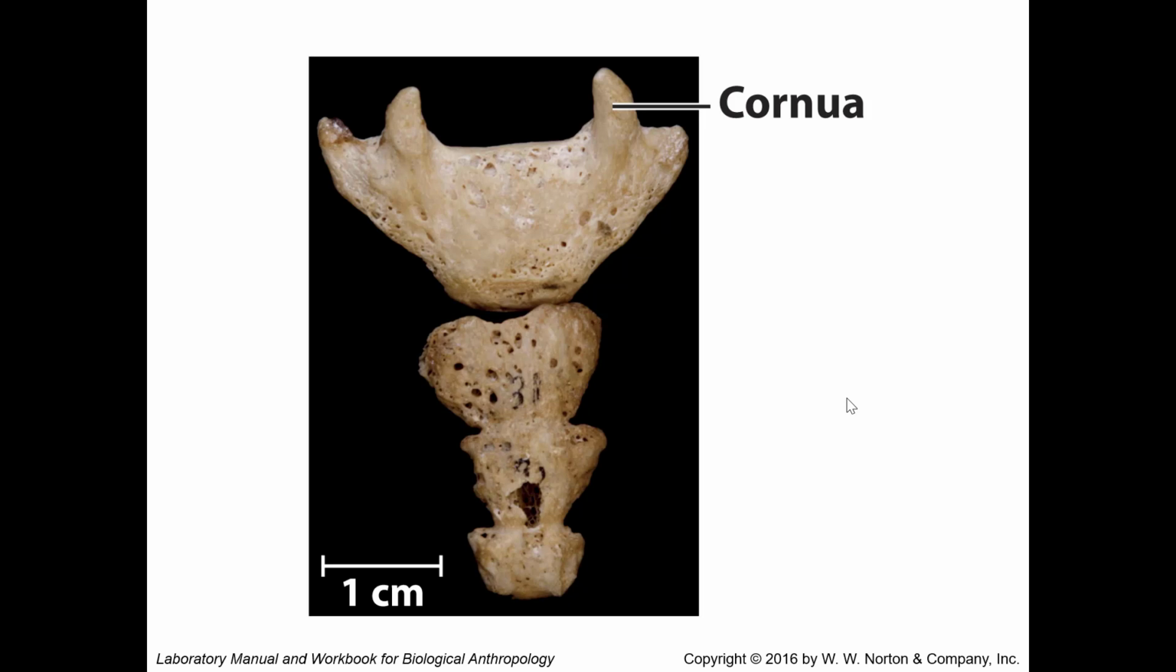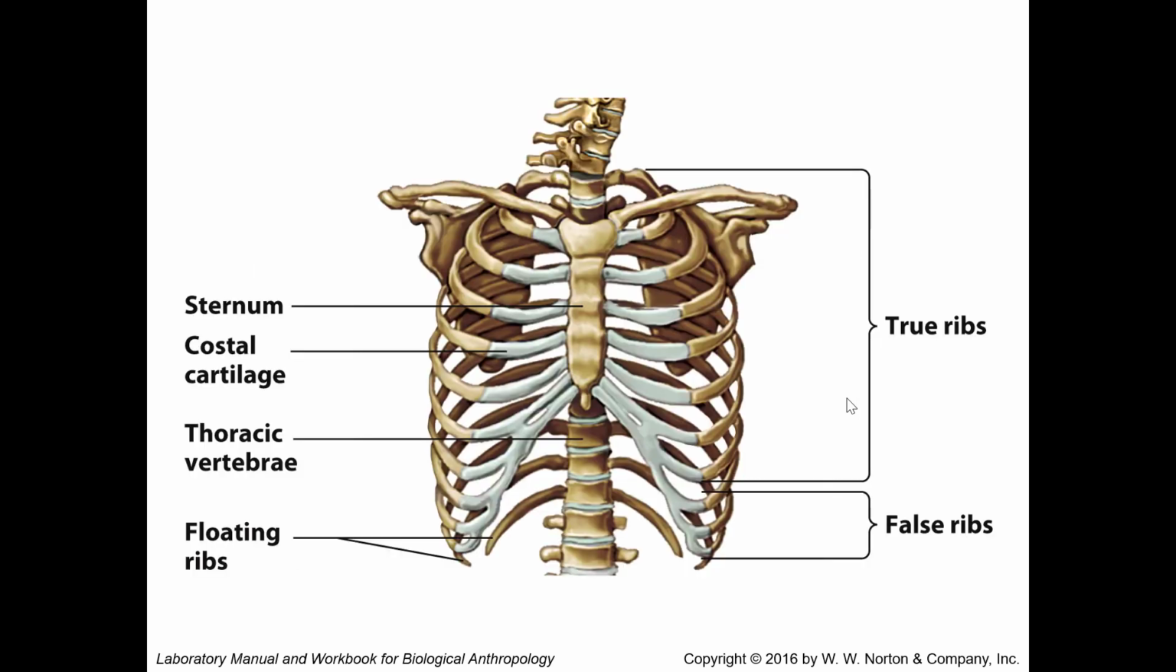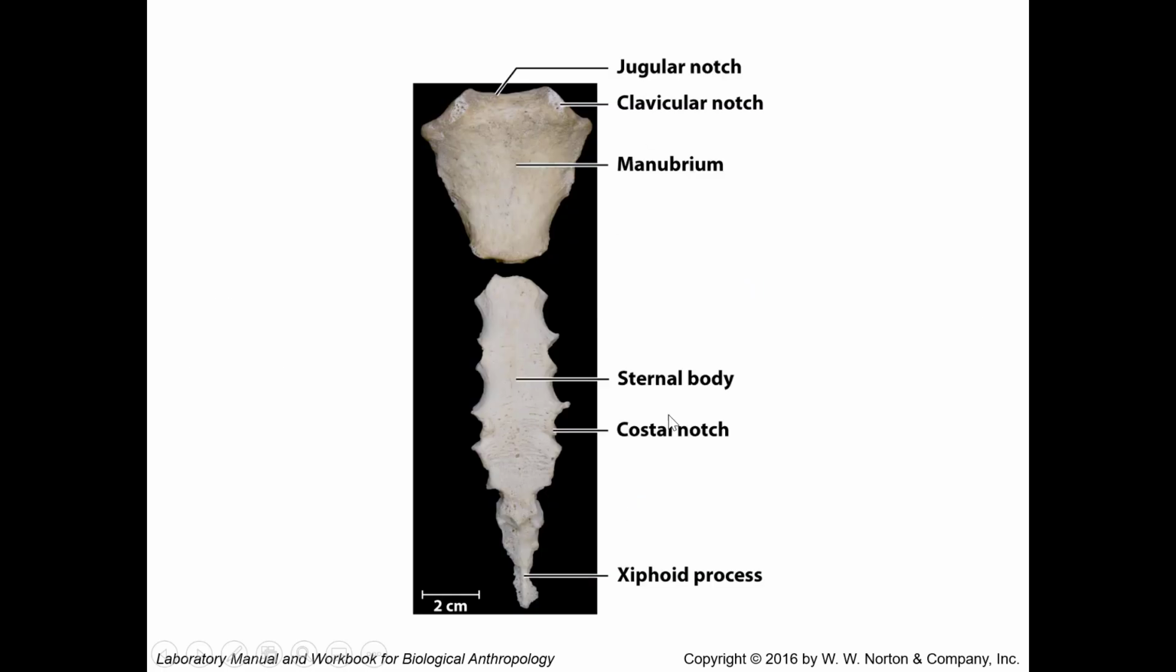All we have left is the ribs and the sternum. So the ribs and the sternum protect the vital organs. The sternum, commonly called the breastbone, is formed by 3 bones that fuse together later in life. So I'm going to show you those. So here's our ribs and our sternum. So here is the 3 bones.